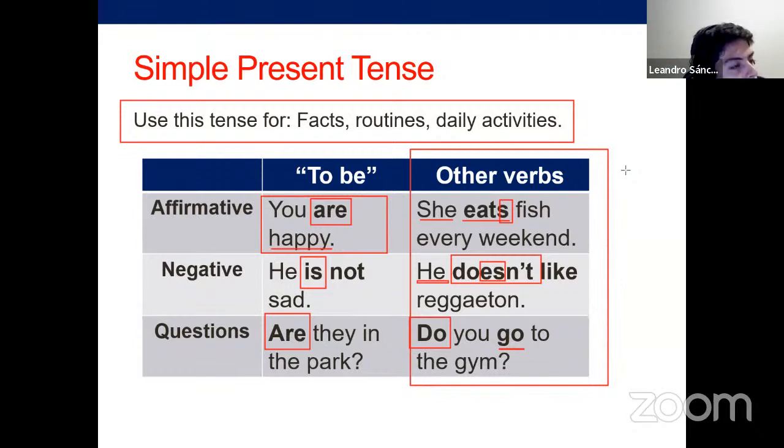My sister take a shower every day. Just one detail. Remember, if it's third person, you have to use the rule takes. Takes. Okay. My sister takes a shower every day.